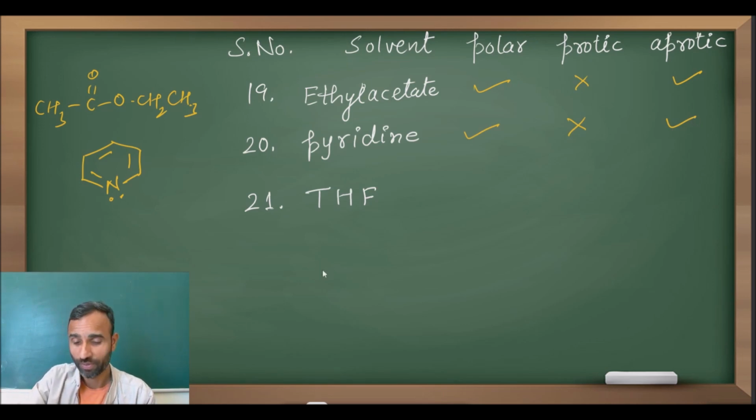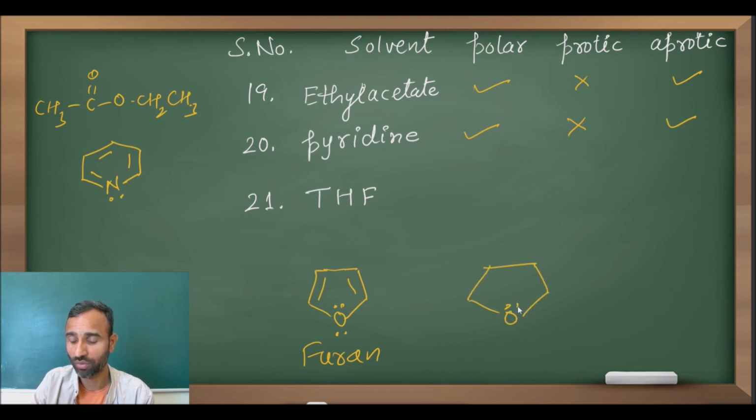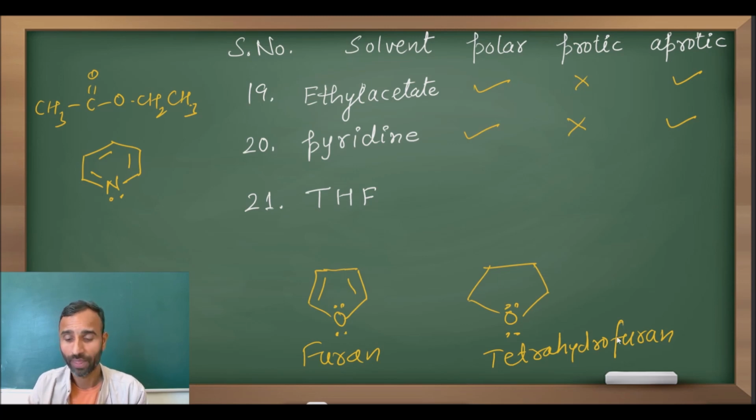THF, full form is tetrahydrofuran. This is furan. So if 4 hydrogens are added, that becomes tetrahydrofuran, and that's why it is polar due to the presence of the CO bond, and oxygen has no hydrogen, or we can say hydrogen is not attached to oxygen. That's why it is not protic, it is aprotic.